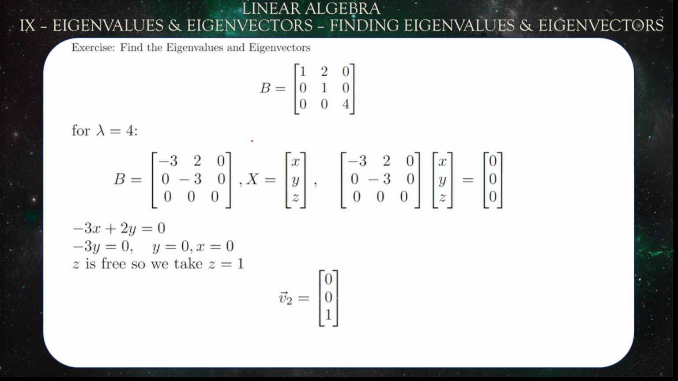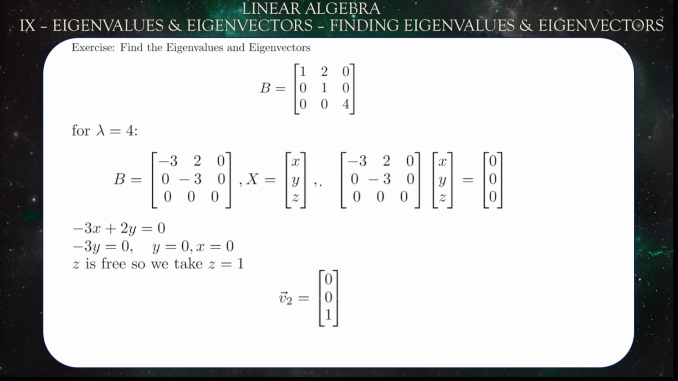For lambda equal 4, we replace B minus lambda I with B minus 4I. So you have 1 minus 4, 1 minus 4, and 4 minus 4, which is minus 3, minus 3, 0, and the other elements remain the same. The vector is given by x, y, z. We're going to find this vector. So minus 3, 2, 0, 0, minus 3, 0, and 0, 0, 0 times x, y, z is equal to 0, 0, 0. We're going to find x, y, and z.